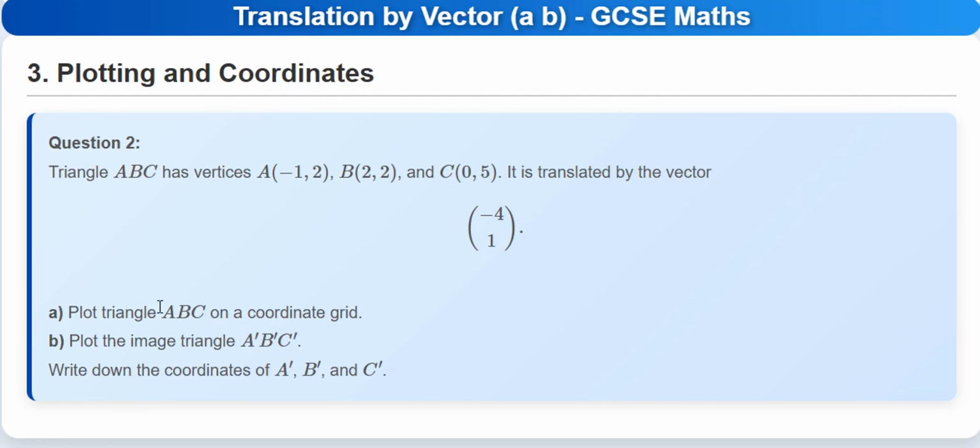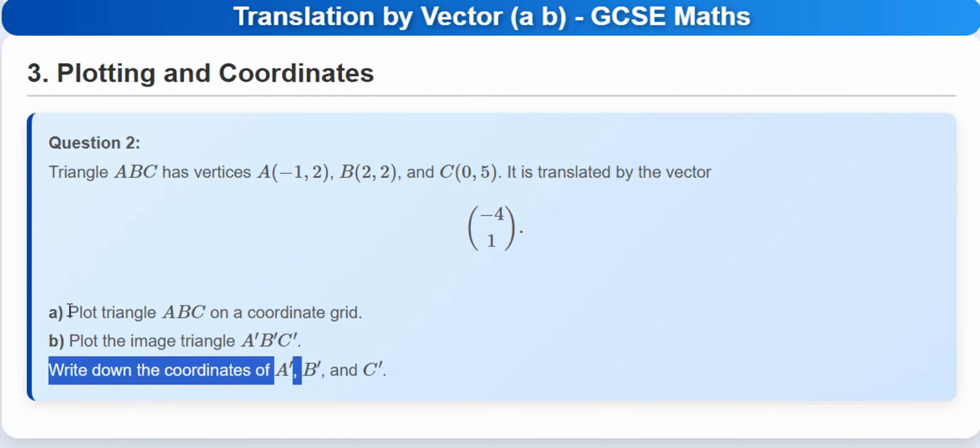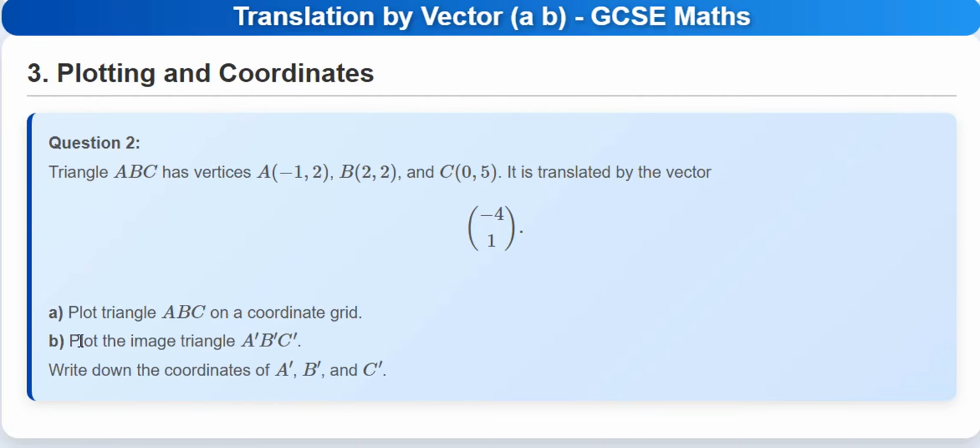Then the first question: plot the triangle ABC on the coordinate grid, then plot the image of the triangle, of course A'B'C', the one which is translated, and then write down the coordinates of the translated triangle. So we can start with writing down these coordinates, then we come to plotting the original one, and then we finish by plotting the translated one.